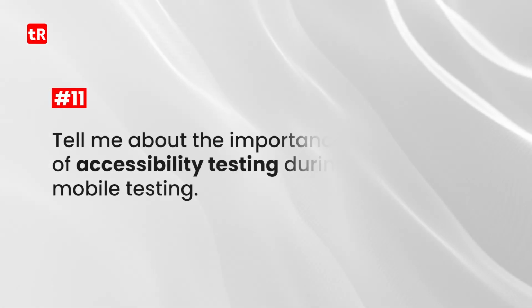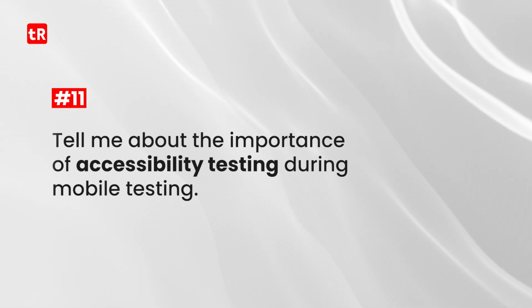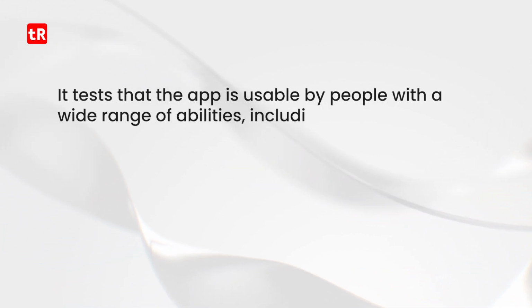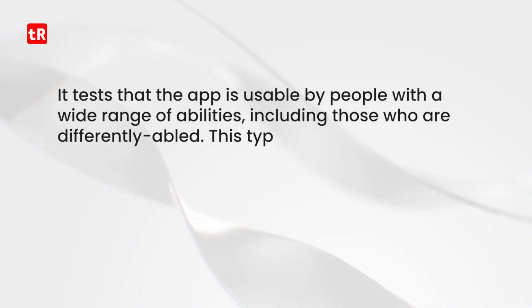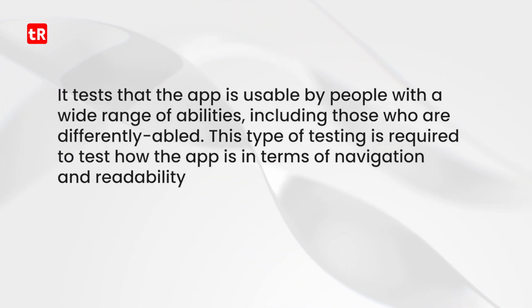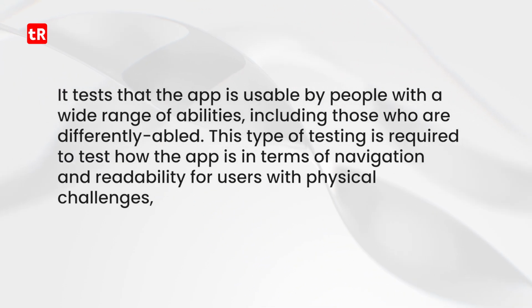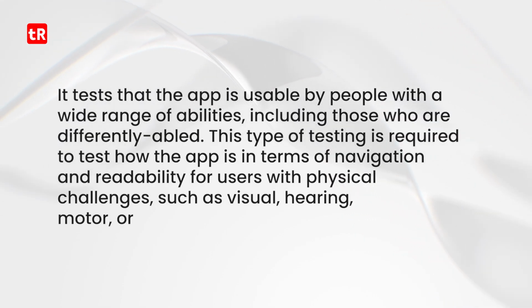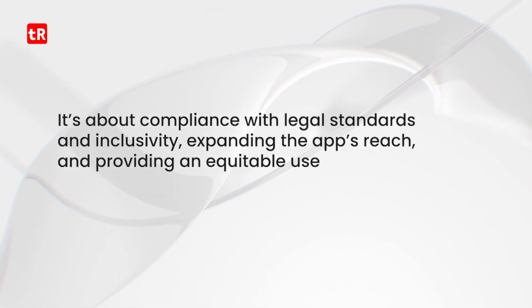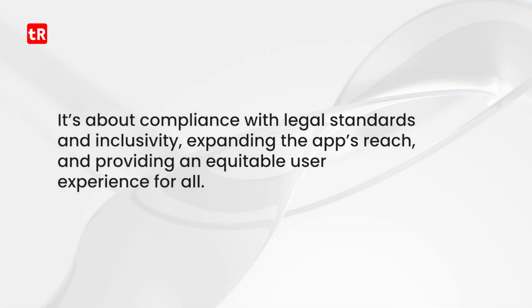Tell me about the importance of accessibility testing during mobile testing. Now, if you get asked this in an interview, you can answer it as, it tests that the app is usable by people with a wide range of abilities, including those who are differently abled. This type of testing is required to test how the app is in terms of navigation and readability for users with physical challenges such as visual, hearing, motor, or cognitive. It's about compliance with legal standards and inclusivity, expanding the app's reach, and providing an equitable user experience for all.